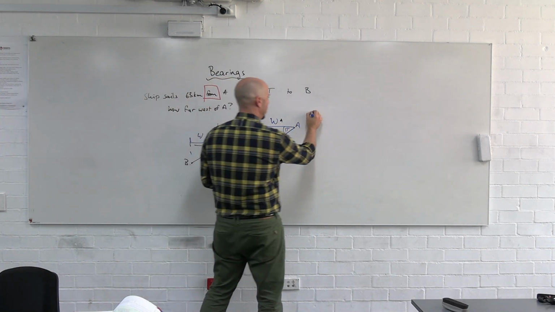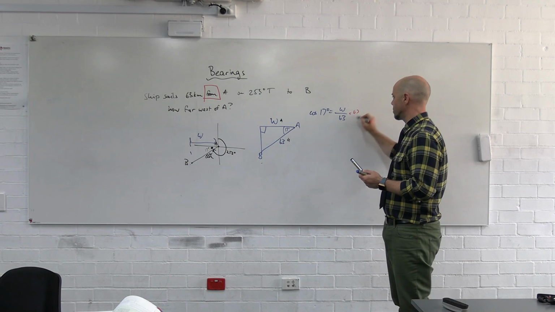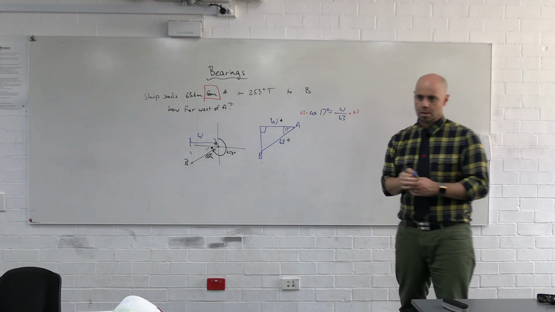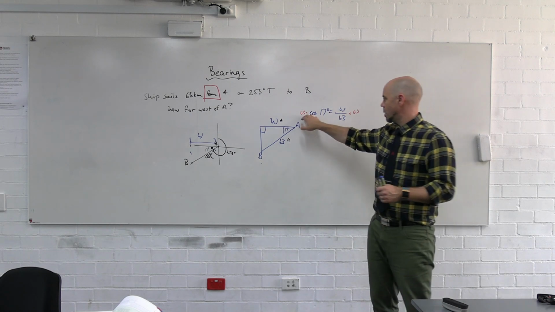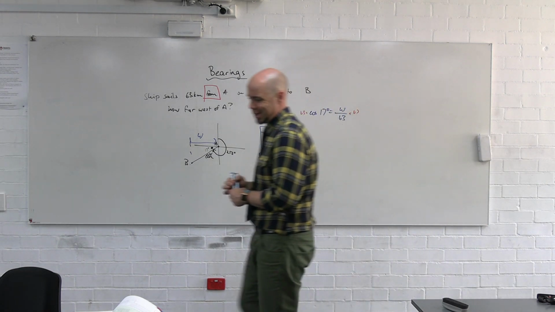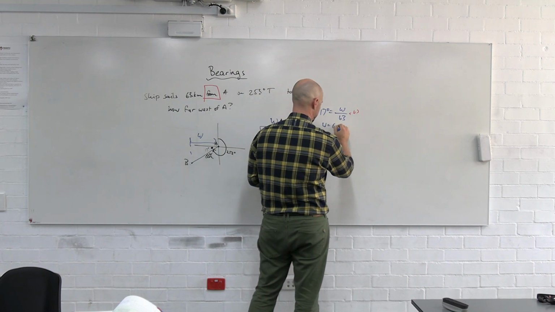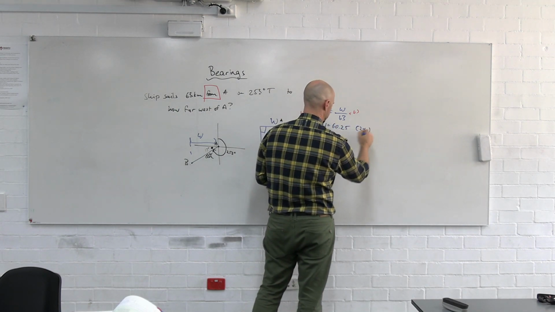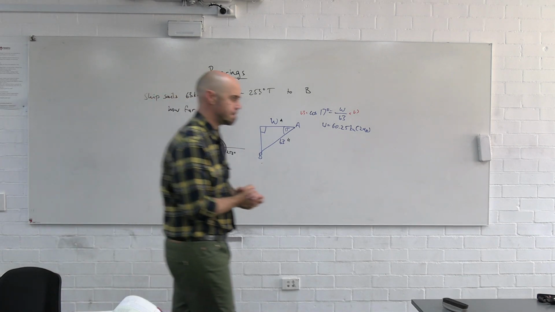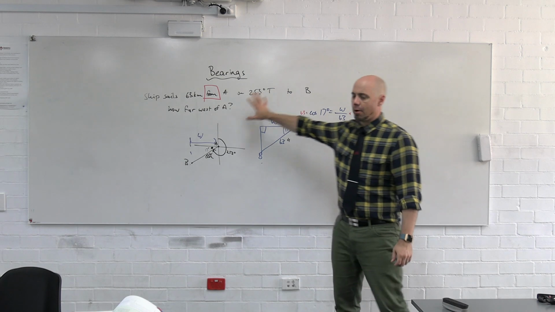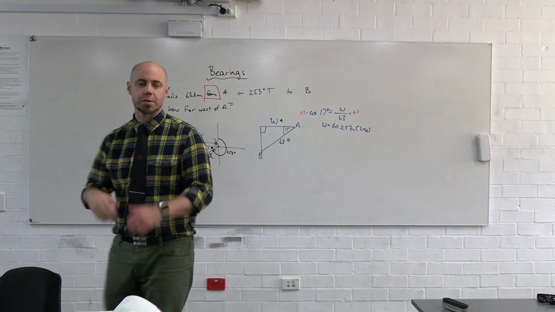All right. And so we're going to go cos 17 degrees equals W over 63, multiplying by 63 over here. Okay? So remember that, we've got a W over 63, a letter over a number, we multiply by the number on both sides to get the letter by itself. And so you should get an answer of 60.25 kilometres to 2 decimal places. Okay? So that's how we use our bearings to solve some of these problems. And we use our trigonometry to solve some of these bearings problems.